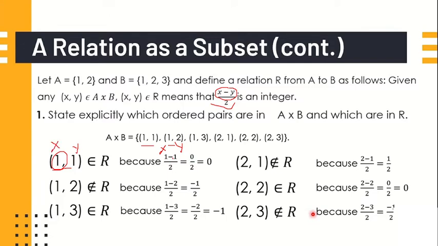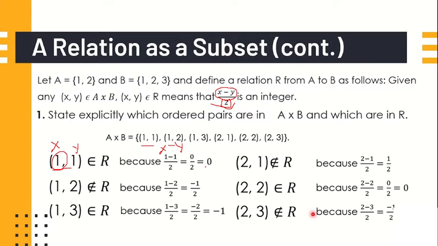So, students, 1 minus 1, 0. Then over 2. The 2 is a constant in the given. So 1 minus 1, 0, over 2, 0 divided by 2, 0. So is 0 an integer or not?